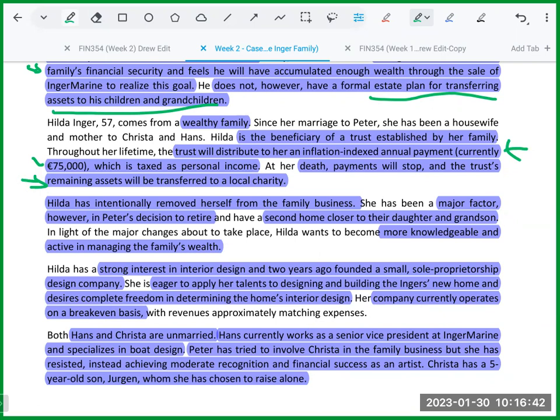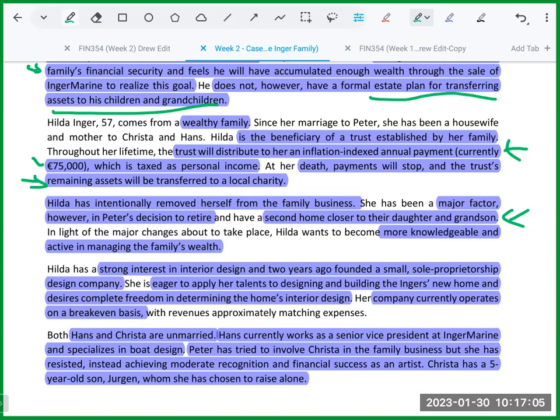Now, Hilda has intentionally removed herself from the family business, and she has been a major factor, however, in Peter's decision to retire and have a second home closer to her daughter and grandson. So the second home that they're going to build or purchase will be closer to the daughter, basically to get closer to the daughter, right? Because the daughter is a bit estranged.